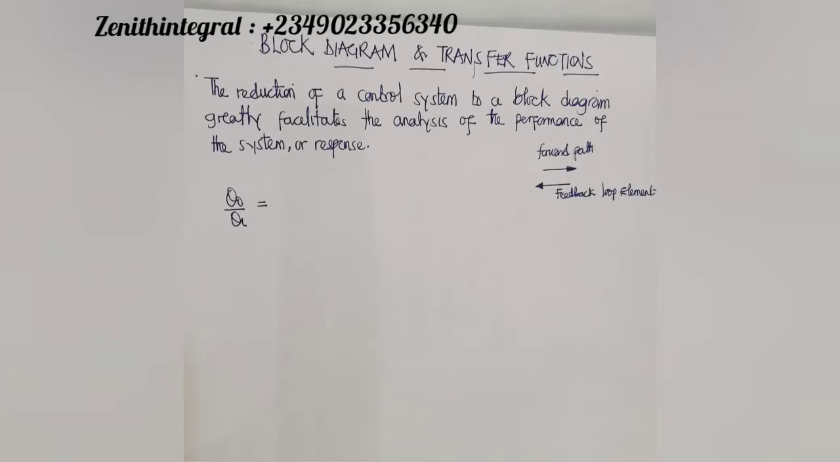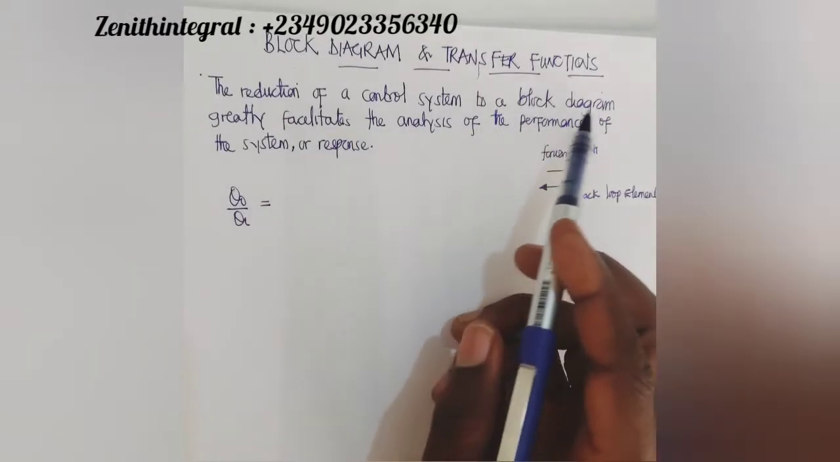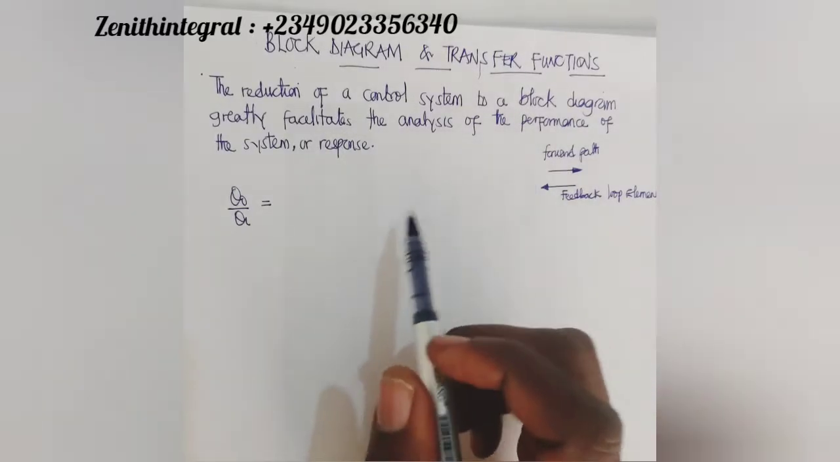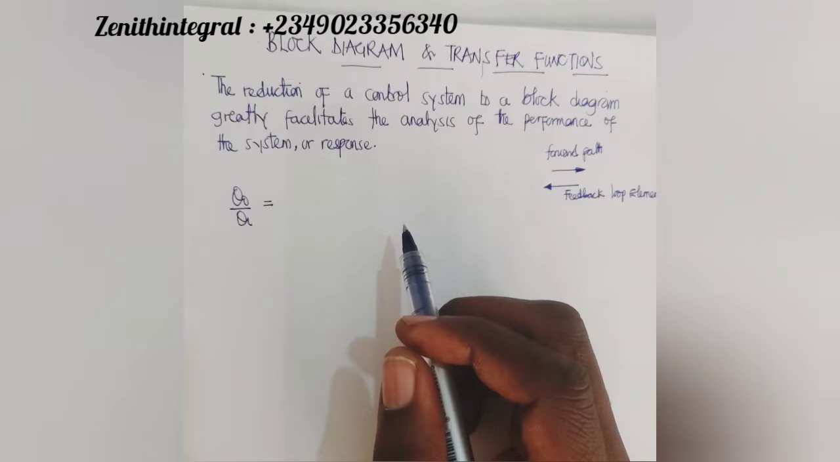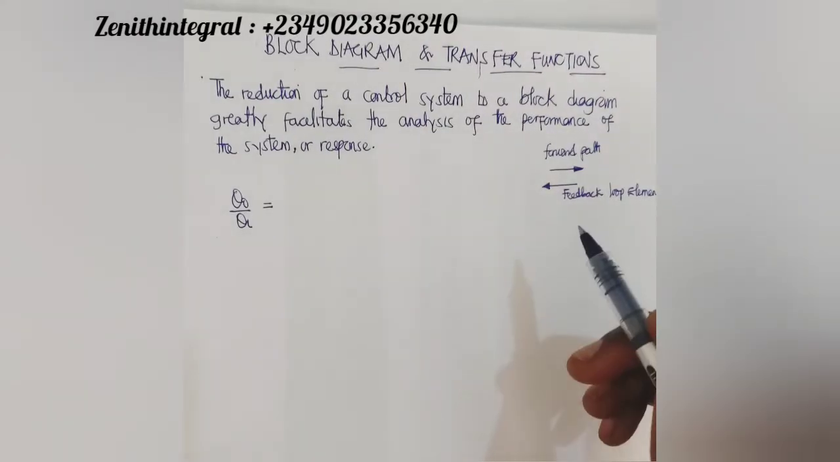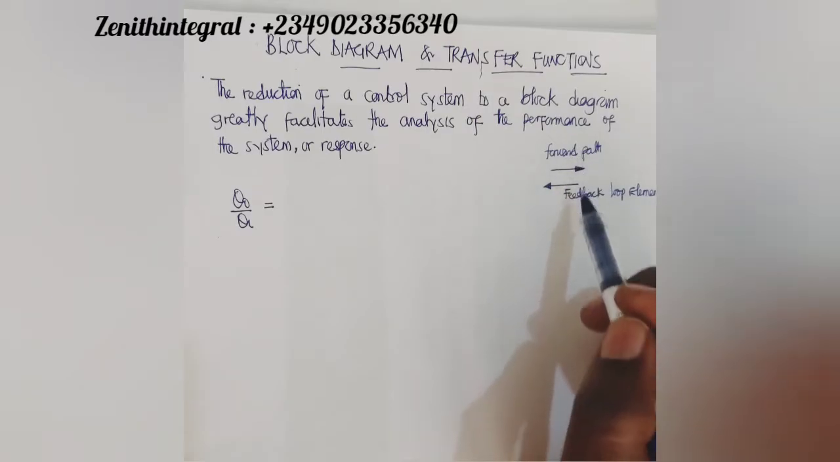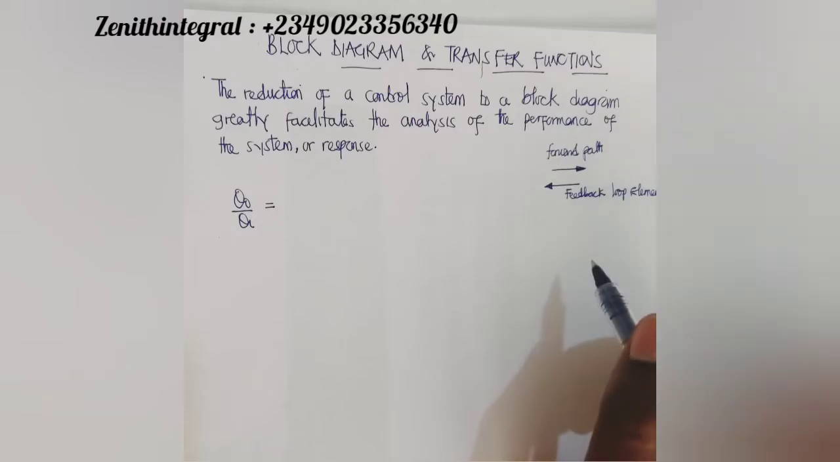So let's get started. The reduction of a control system to a block diagram greatly facilitates the analysis of the performance of the system or response. Each of our blocks represents an element, and our element can either be a forward path element or a feedback loop element.